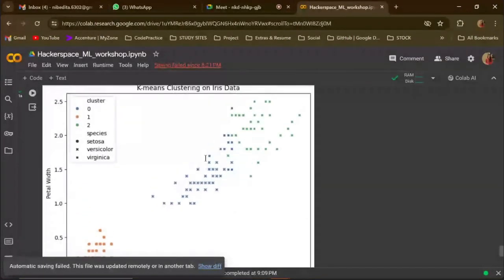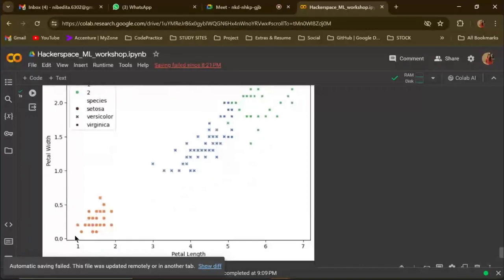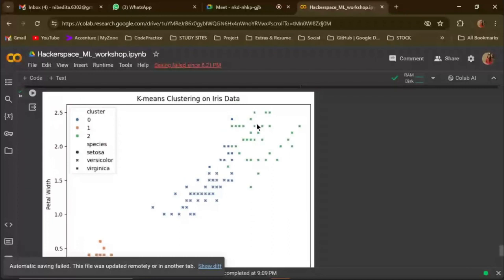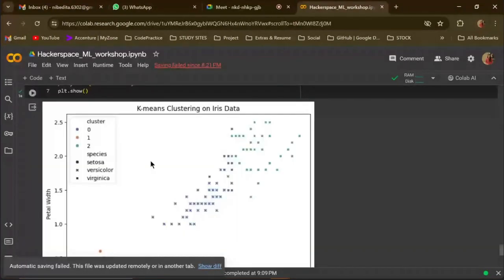So what does this plot show? We have 3 species. The Setosa species is given by the circular points, the versicolor is given by cross points, whereas the virginica is given by the square points. Now, these species already exist; these are the actual data. And the color of the point is the predicted cluster.